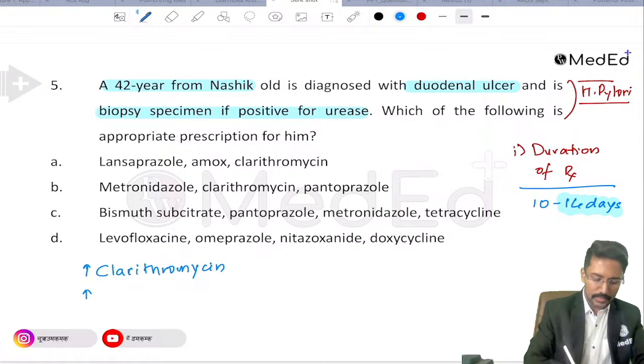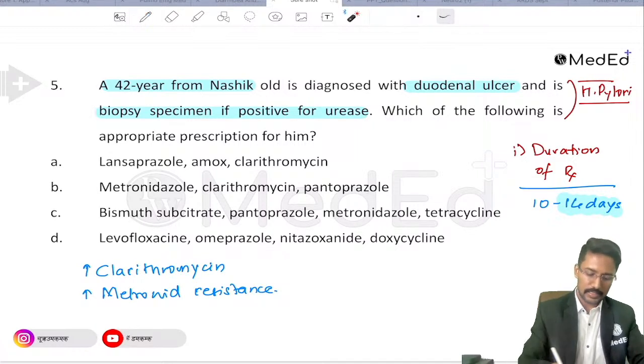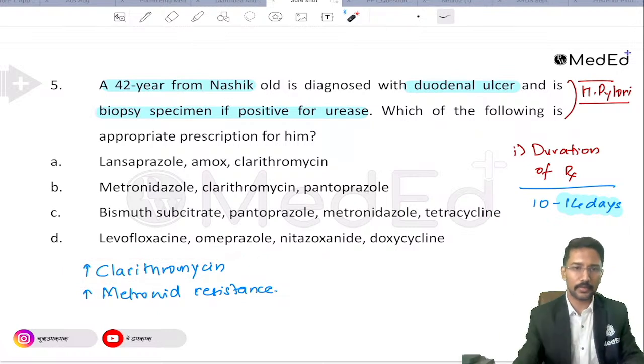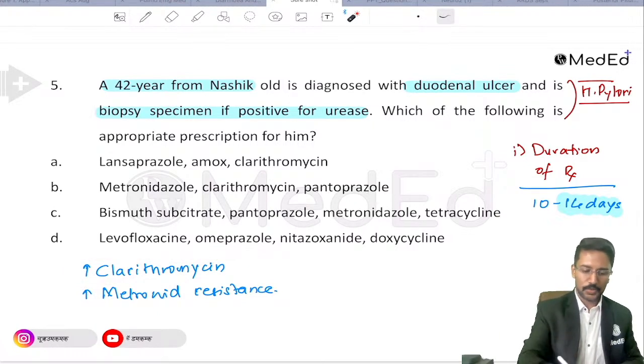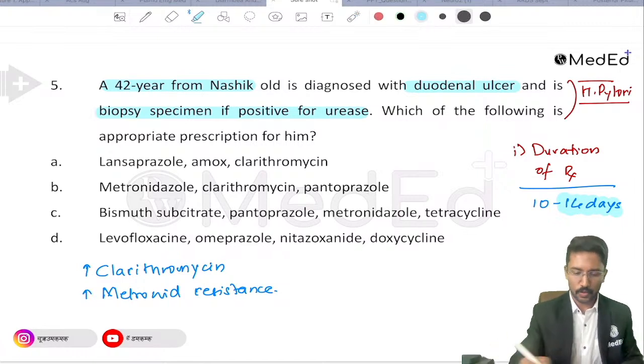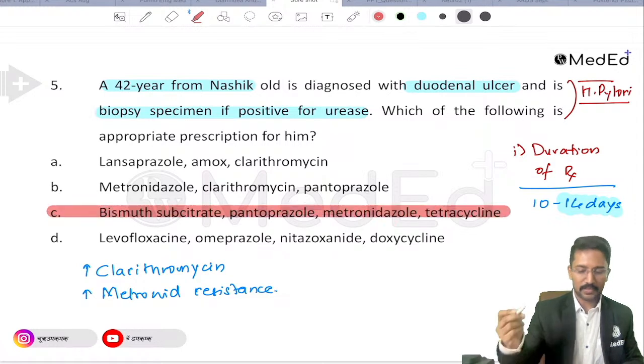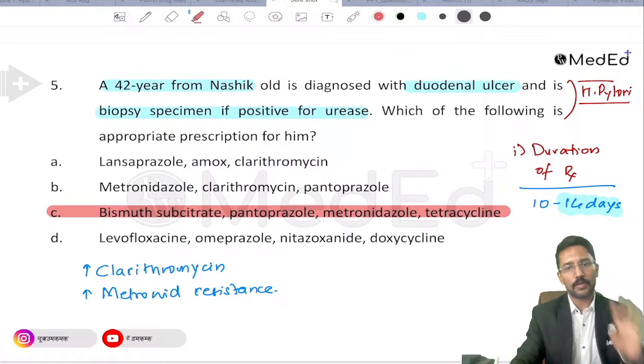Second, there is very high incidence of metronidazole resistance. So in the Western world, they see whether the locally prevalent macrolide resistance is high. If high, they will choose a triple drug regimen which does not have clarithromycin. But in India, there is the Indian Association of Gastroenterologists, which recommends that because of the prevalent resistance patterns, we have to start with a quadruple regimen.